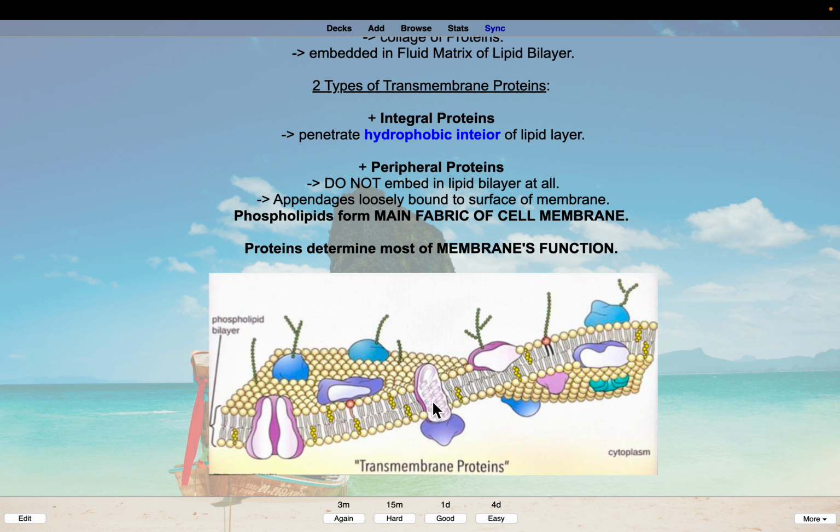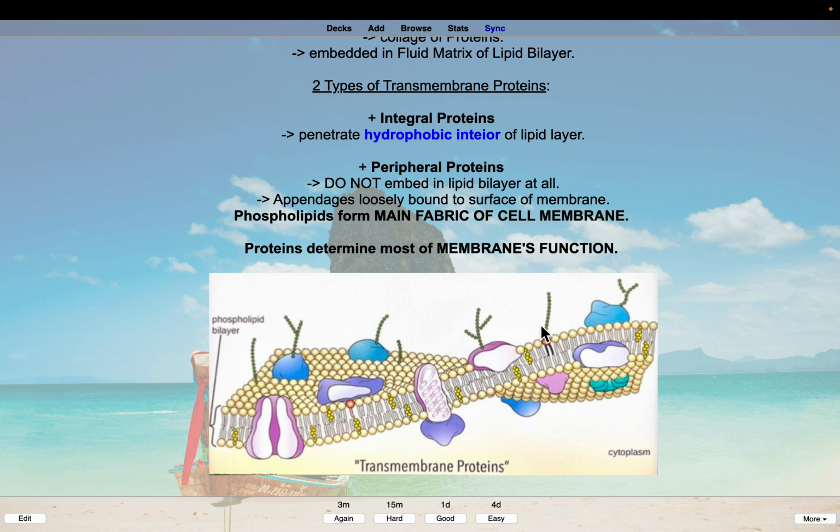Penetrate. I think this is one example of an integral protein. They penetrate the interior. And another kind of protein basically just attaches to it, such as this. Peripheral proteins do not embed in the lipid bilayer at all. They are appendages loosely bound to the surface of the cell membrane.